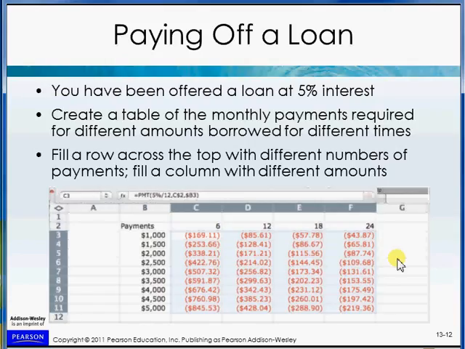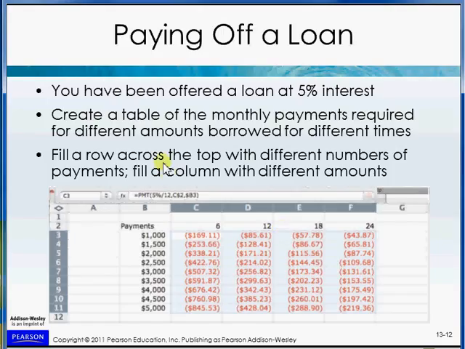Here's paying off a loan. Here's a loan. You've been offered 5% on it. And what we do is create a little table here. If I borrow $1,000, the way to read this is down this particular column B, it's looking at the amount that I borrow, and over here on row 2, it's how many payments am I going to make. Maybe they're monthly payments, and so if I have a loan for $1,000 for 6 months at 5% interest, here are my payments on this.